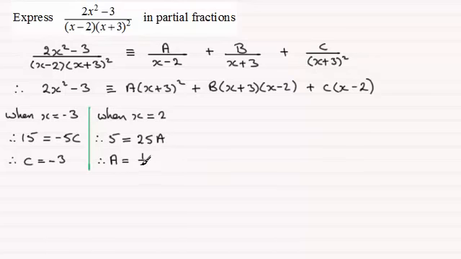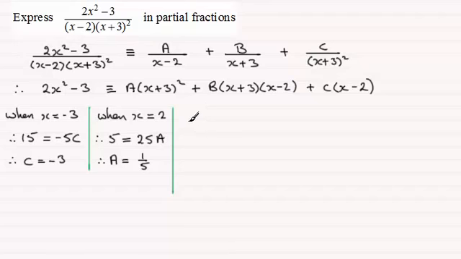Now for the next value of x that we're going to need, well, we can't have any other value that makes any of these brackets 0. So we need to choose a particular value of x, or we could compare coefficients, say of x squared.